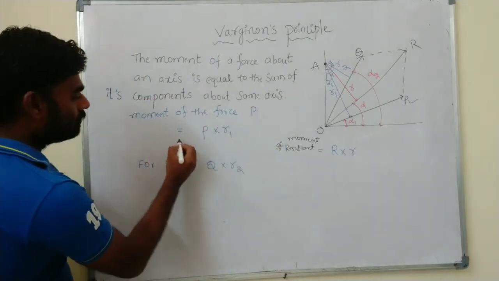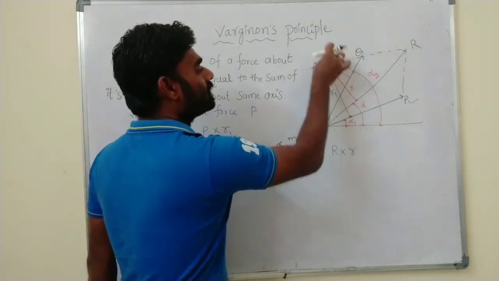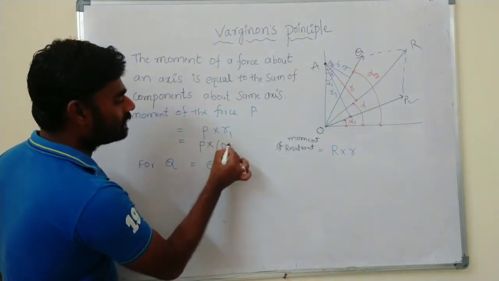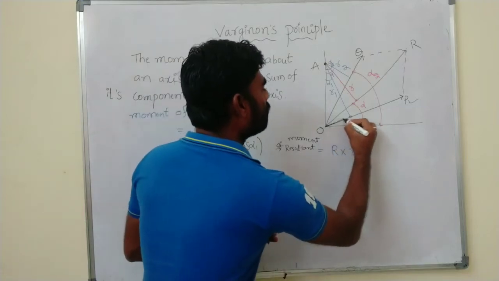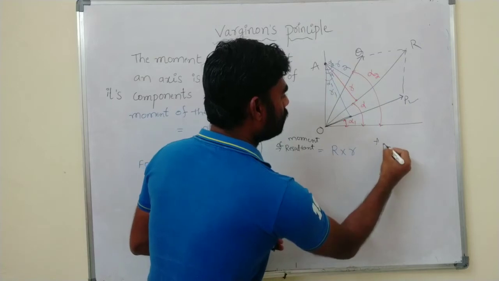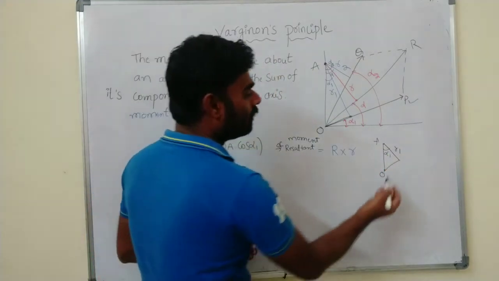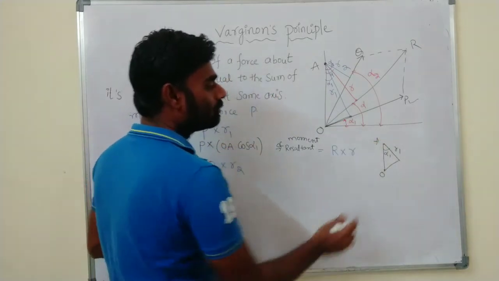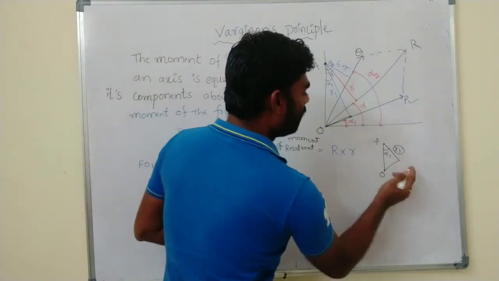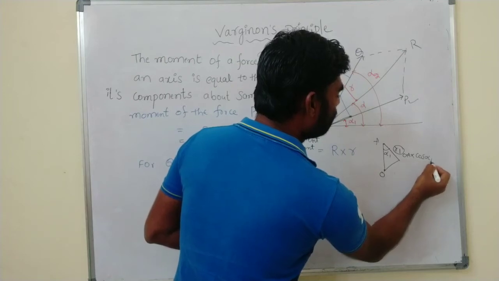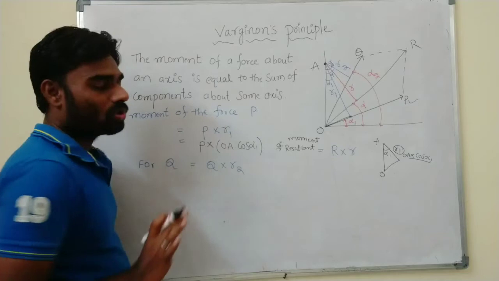is completed. Now I am taking P into R1. How much is R1? This R1, the perpendicular distance, equals how much? Please consider it is OA into cos alpha 1. See here, this point is A, this point is O, this one is R1, and the angle is alpha. Opposite is sine, adjacent is cos. So how to calculate this complete length? R1 equals OA into cos alpha 1.